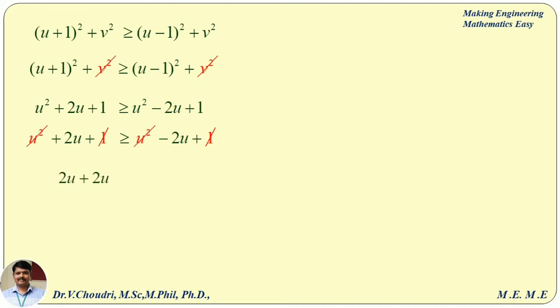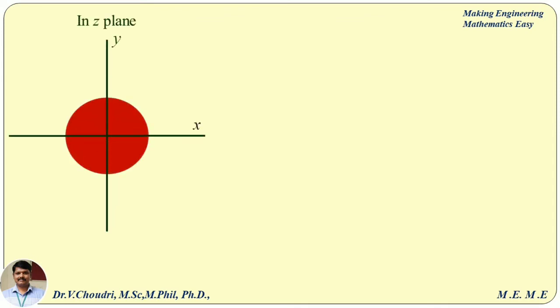Minus 2u brought to the left hand side, it becomes 2u plus 2u greater than or equal to 0. Therefore, 4u greater than or equal to 0. Cancelling 4 on both sides, we get u greater than or equal to 0. This is the required half plane, real part of w greater than or equal to 0.